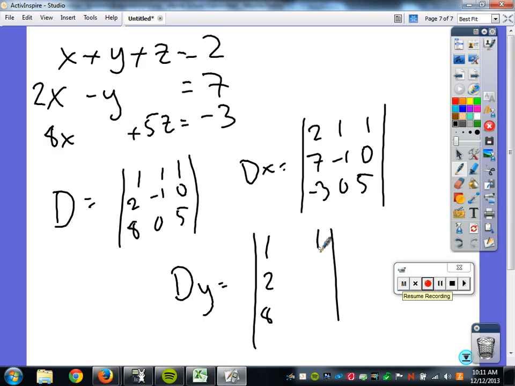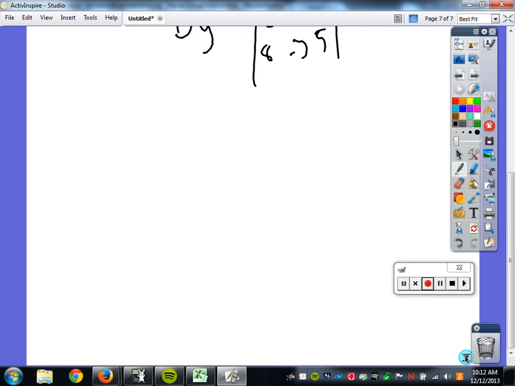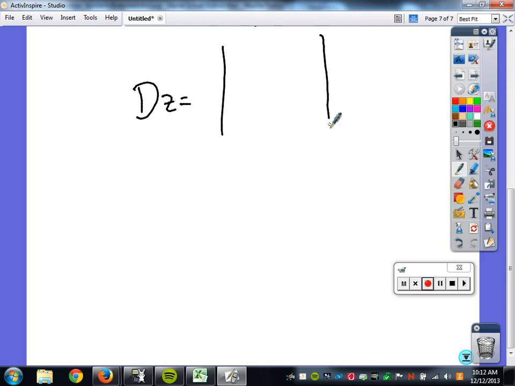So notice I'm going to still put in 1, 0, 5, because remember, we're replacing these answers into the y column. So what goes in there? There you go. What's Dz? I know you guys have the paper. That's easy. 1, 1, 2. 8, 0, 5. Okay. Now, the hard part is what? Punching a million numbers.